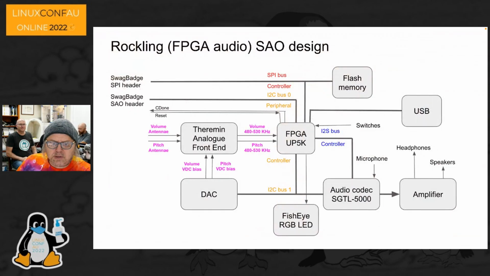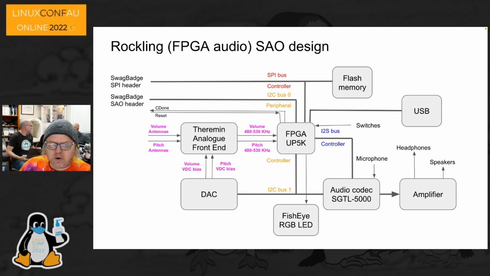So getting down to some details. This is sort of a block diagram of what's going on inside the Rockling. At the heart of it is the FPGA, and towards the front of the fish, the fish head, where the fish eye is, that's the analog front end for a Theremin. So a Theremin has 2 inputs, a volume and a pitch antenna. So you basically move one hand for volume, another hand for pitch.